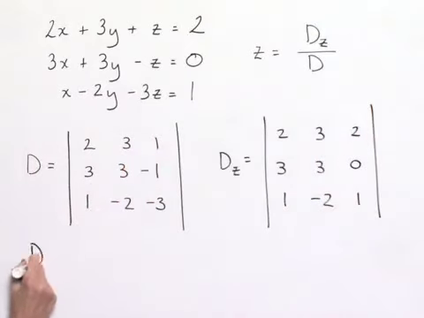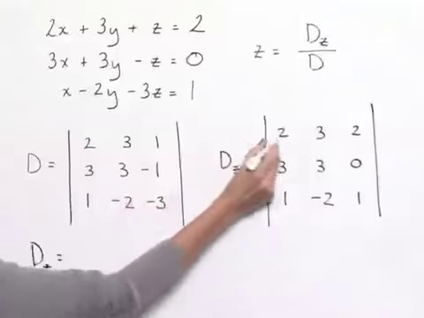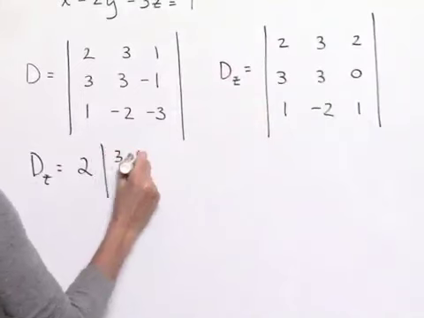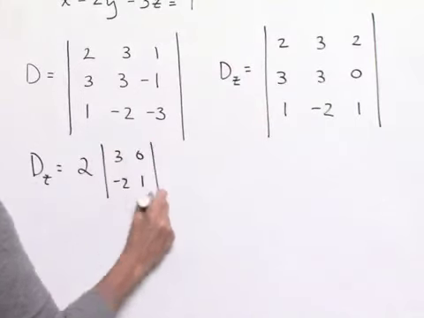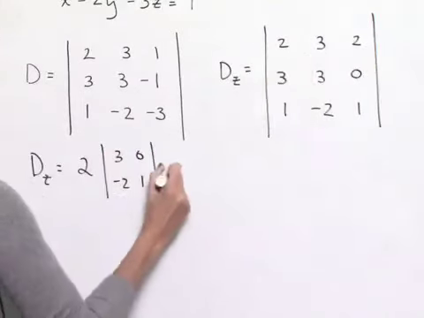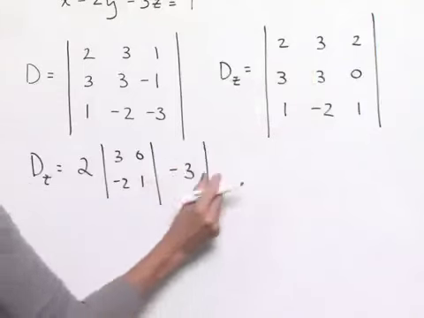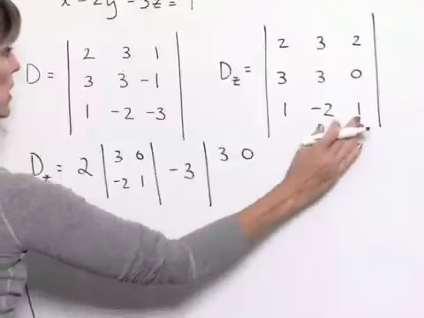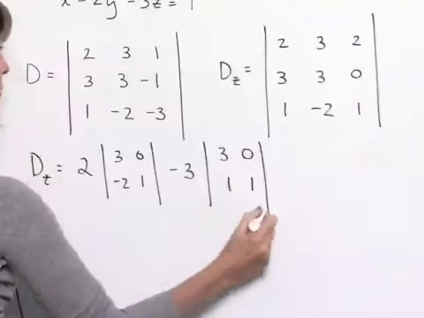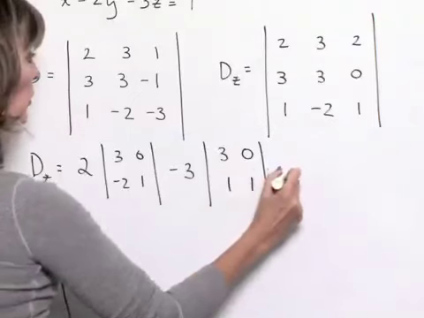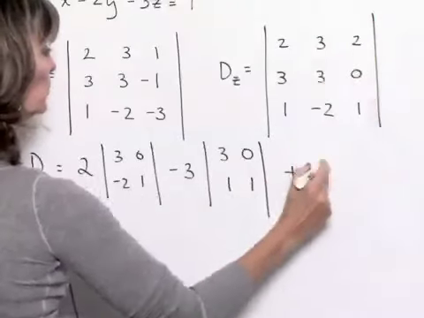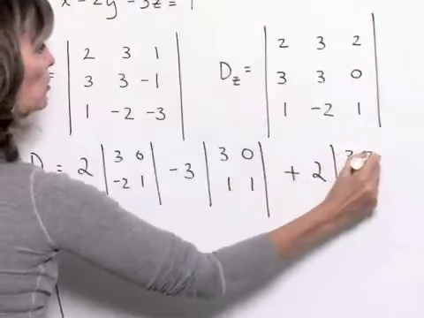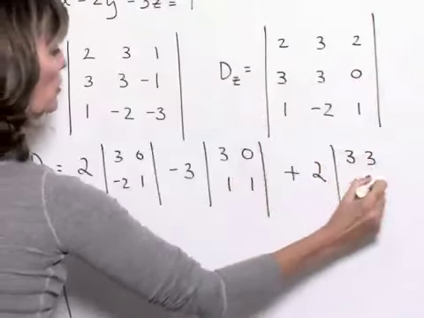Let's now evaluate d sub z. It's going to equal our entry of 2 times the 2 by 2 matrix, 3, 0 in the top row, negative 2, 1 in the bottom row, minus the value of 3 times the 2 by 2 matrix where we'll have 3, 0 in the top row. We'll have 1, 1 in the bottom row. And we'll end up with plus the value of 2 times the 2 by 2 matrix where we have 3, 3 in the top row, 1, negative 2 in the bottom row.